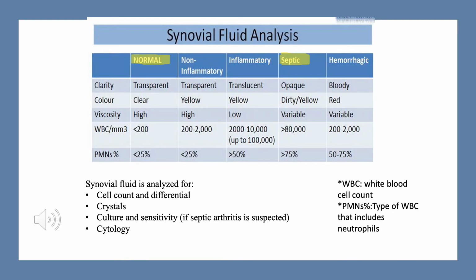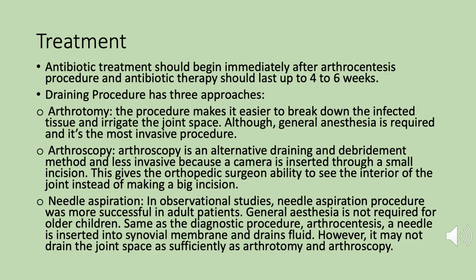This slide shows a synovial fluid analysis chart between normal and abnormal synovial fluid. Specifically, we're focusing on cell count, clarity, and color because they're the most obvious indications of septic versus normal or other causes. Also to note, PMN is a type of white blood cell count that includes neutrophils.